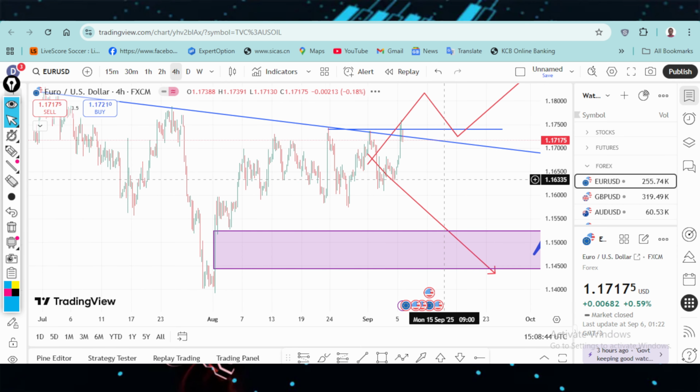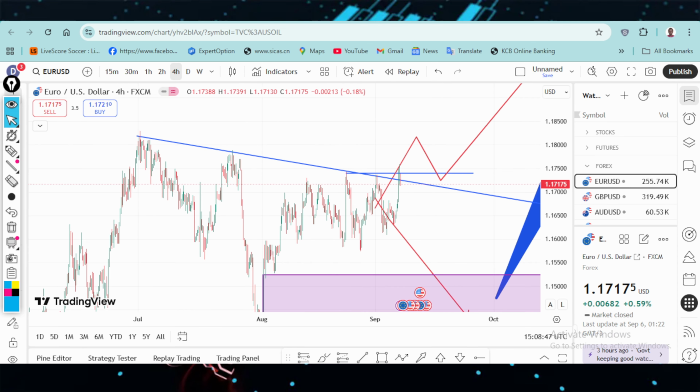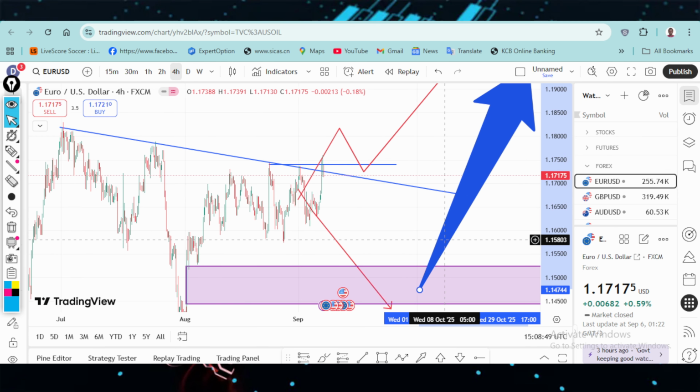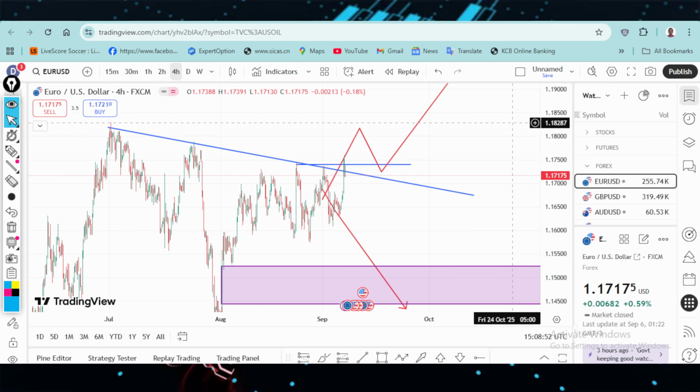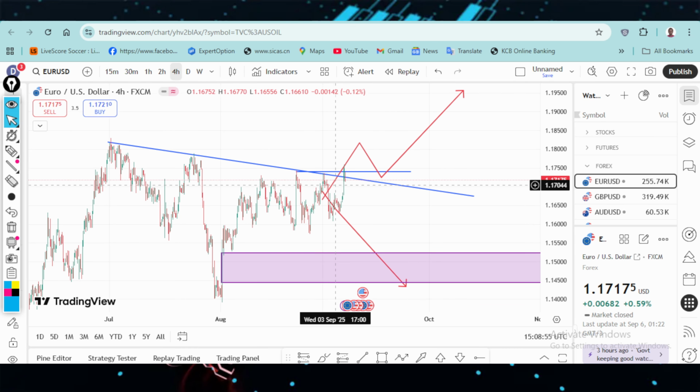EUR/USD. If you remember last week, we said this is 50-50, not 100%, because it was inside this area. I wanted it to break above this area for me to have a clear view. Last week I wanted it to break above here, then make a move to the upside, or either move to the downside here and then to the upside again. However, nothing happened. It pulled back to the downside, and now it moved to the upside.